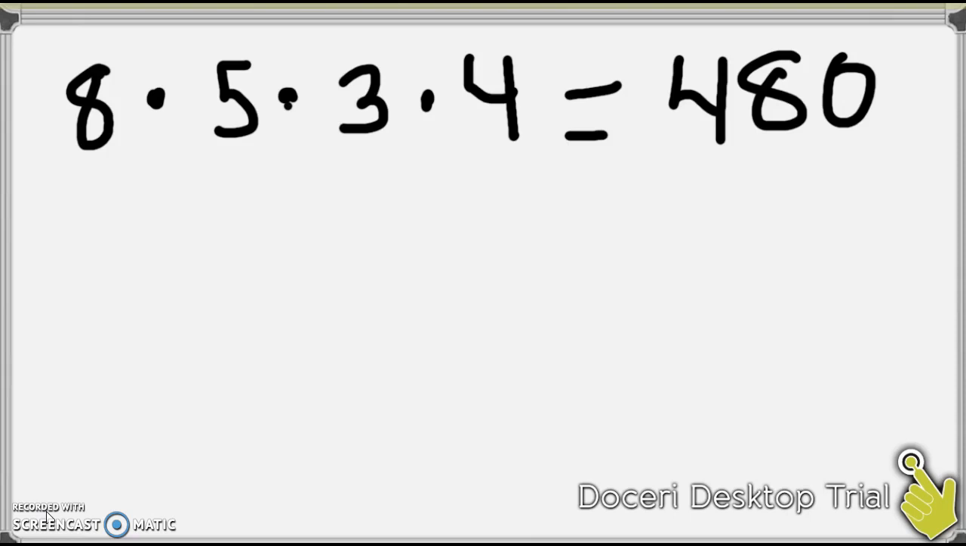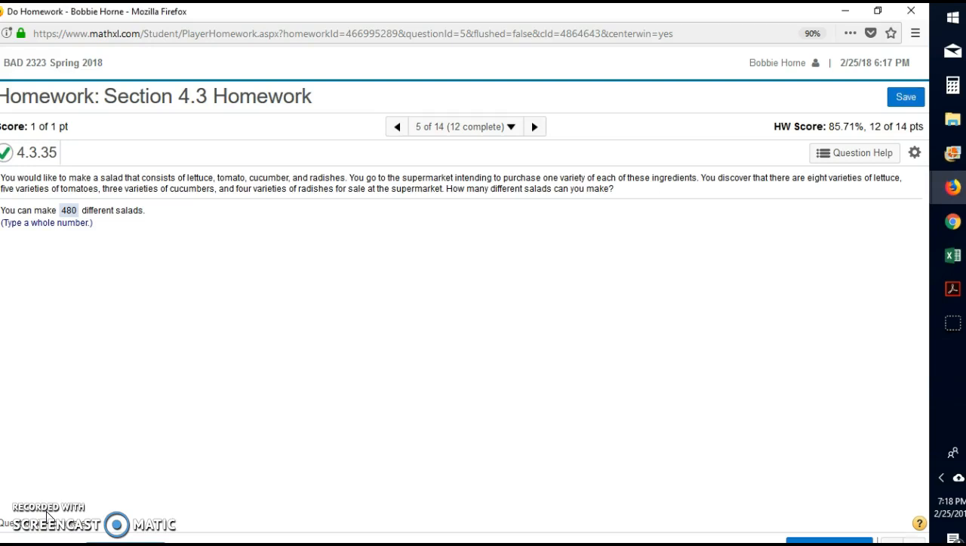All right, let me see if I can return back to my screen. Okay, there we go. Alright, so the answer would be 480 different types of salad.